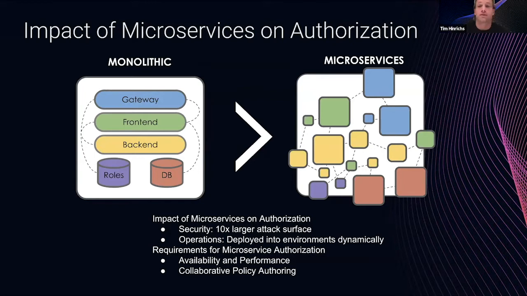So if you think about the comparison of a monolithic application and a microservice application, the key thing to keep in mind is that obviously in a microservice application, you have many more components that make up that application. I'd say roughly maybe 10x more components. And so what that means, if you think about this from a security point of view, is that effectively you've got 10x the surface area to protect.